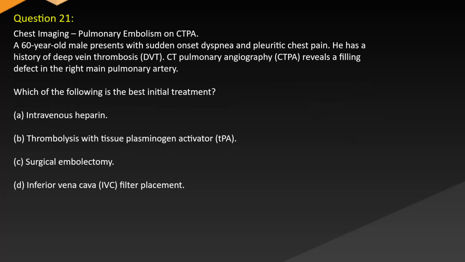Question 21. Chest imaging. Pulmonary embolism, PE. A 60-year-old male presents with sudden onset dyspnea and pleuritic chest pain. He has a history of deep vein thrombosis. CT pulmonary angiography, CTPA, reveals a filling defect in the right main pulmonary artery. Which of the following is the best initial treatment?